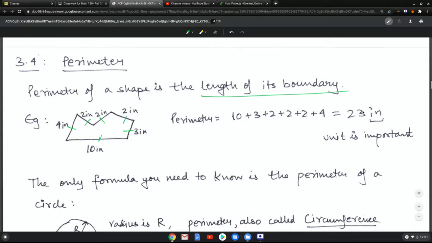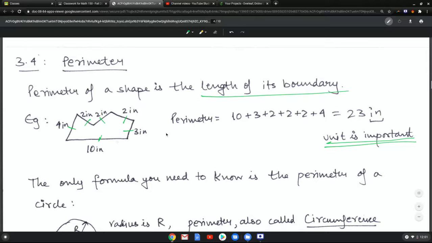And the sum comes out to 23, but this unit is very, very important. 23 what? 23 inches is different from 23 feet, is different from 23 yards, is different from 23 meters. So make sure you put the units. Now for shapes which have straight edges, you can just add the sides. That's all a perimeter is.